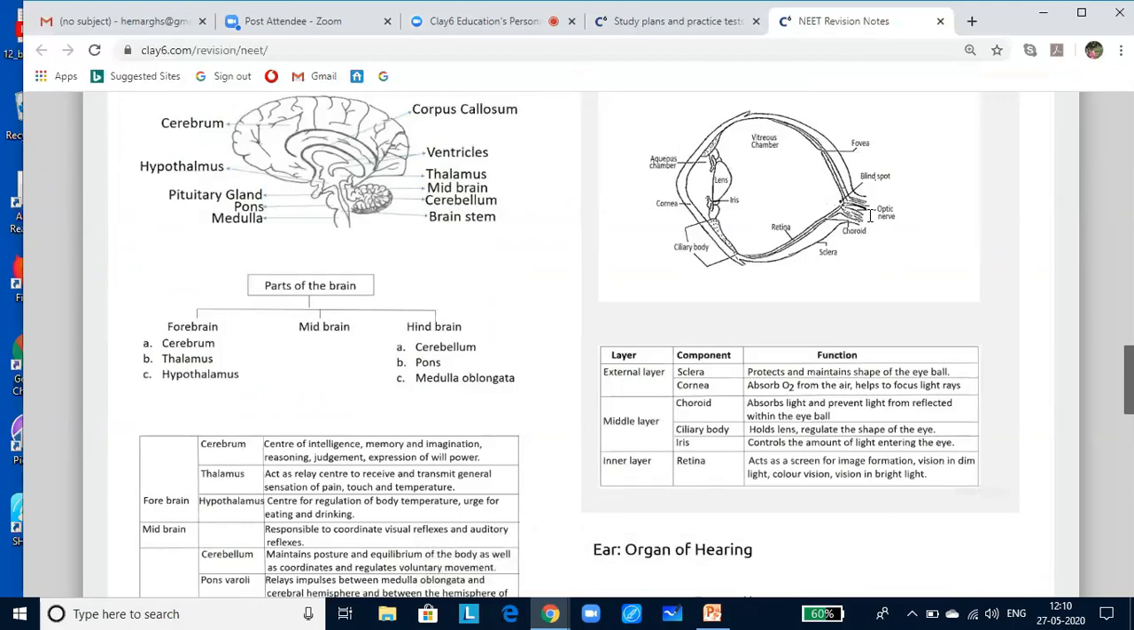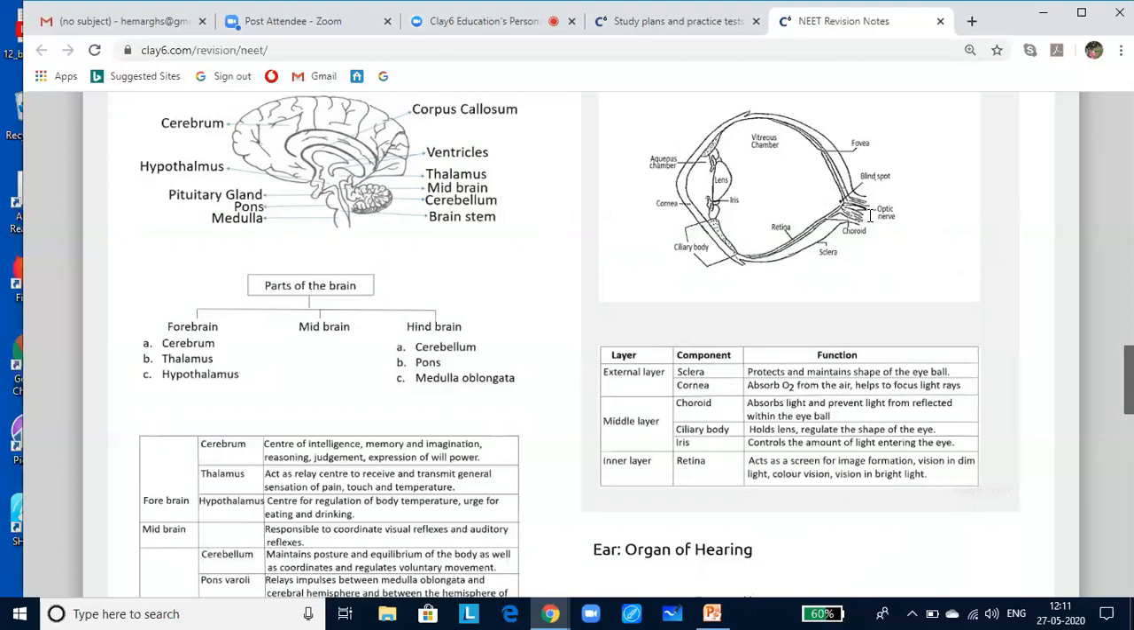Now, the adult human eyeball is a spherical structure. Sensory organs detect all types of changes in the environment and send signals to the central nervous system, where all the inputs are processed and analyzed. Signals are then sent to different parts or centers of the brain. Now, let us look at the eyes.